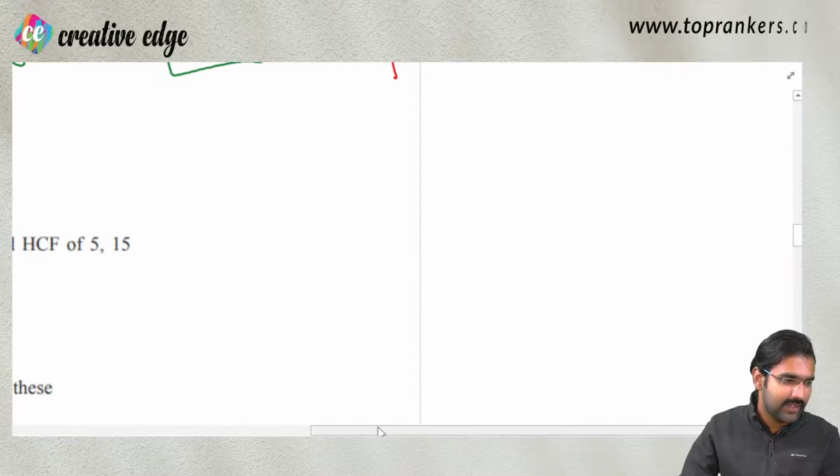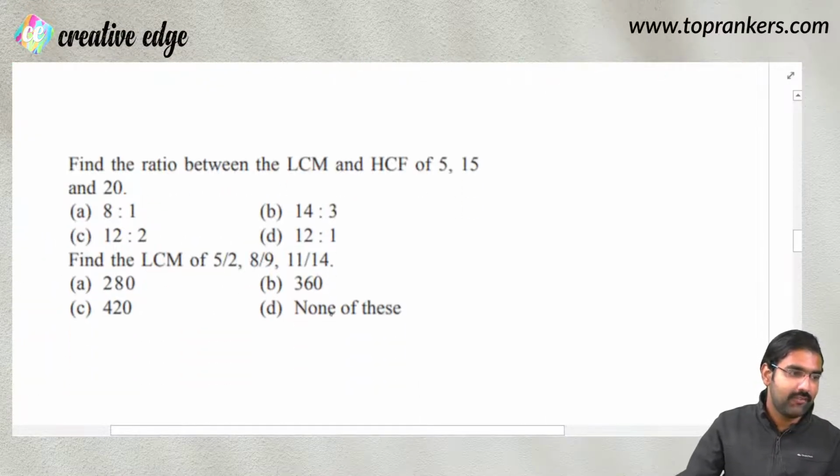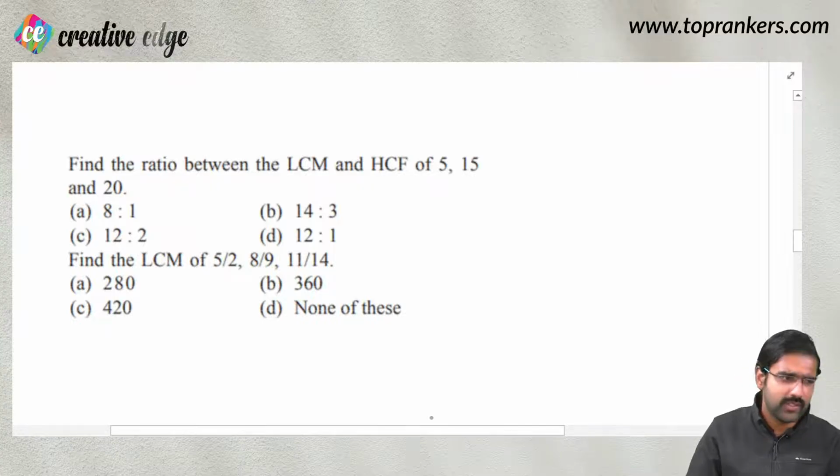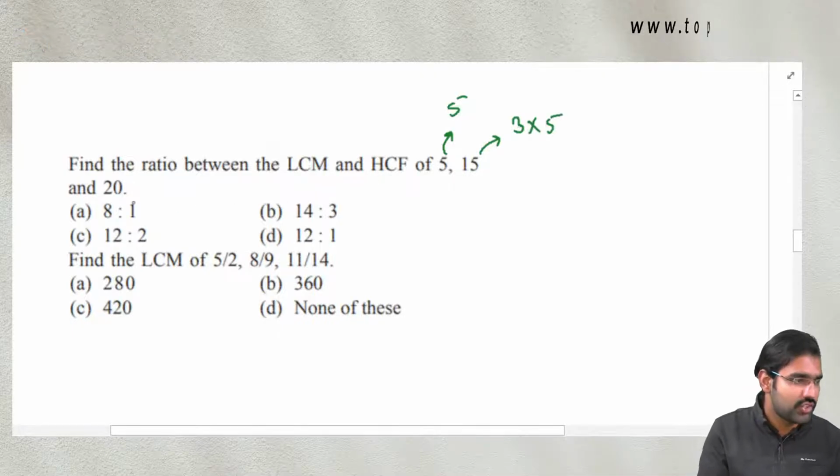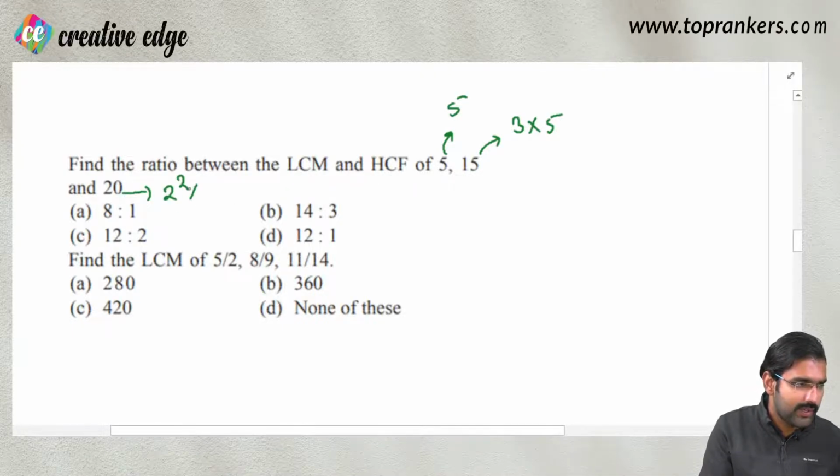तो अगर मुझे एक क्वेश्चन दिया गया था, तो मुझसे पूछा जा रहा था कि 5, 15 और 20 के LCM और HCF का रेशियो निकालिए. So क्वेश्चन बड़ा आसान सा है. 5 is clearly 5 for us. 15 should be 3 into 5 for us, and 20 is 4 into 5, which in a better language can be written as 2 square into 5.